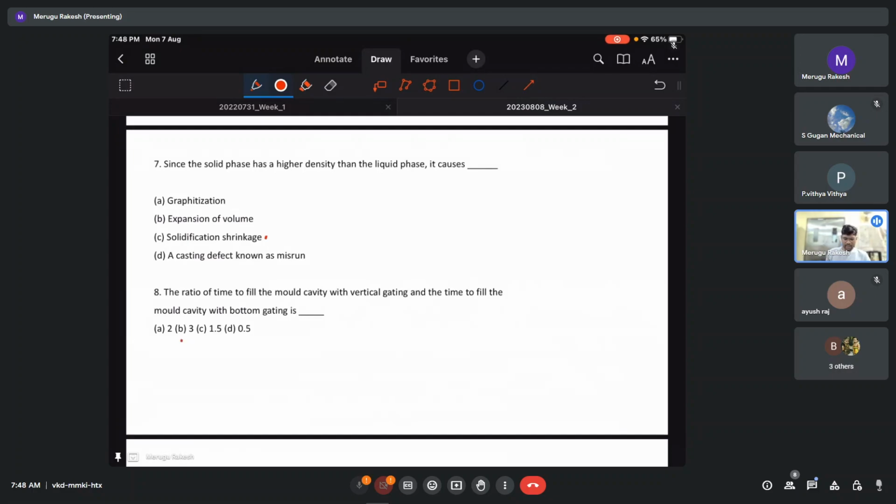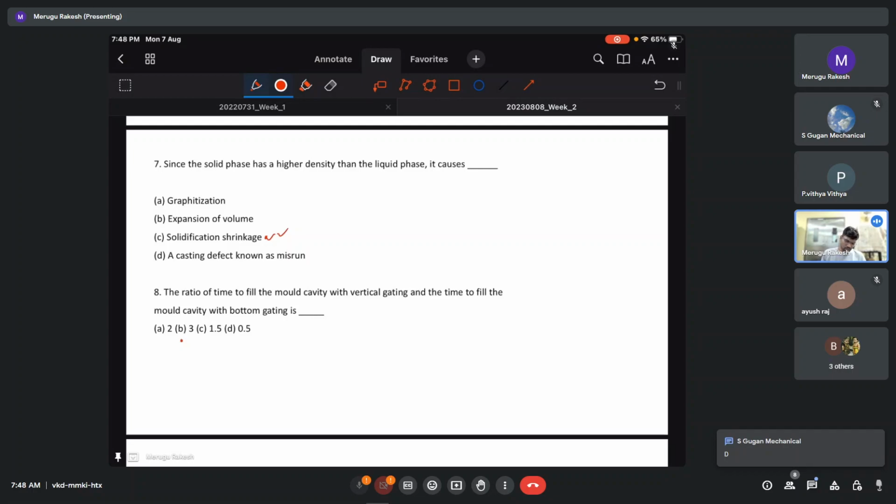Since the solid phase has higher density than the liquid phase, it causes shrinkage, solidification shrinkage. Yeah, that is true. The ratio of time to fill the mold cavity with vertical gating and the time to fill the mold cavity with the bottom gating is 3. No. Any other options? D. 0.5.